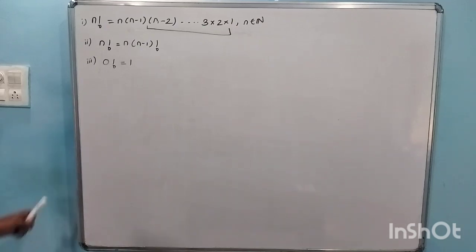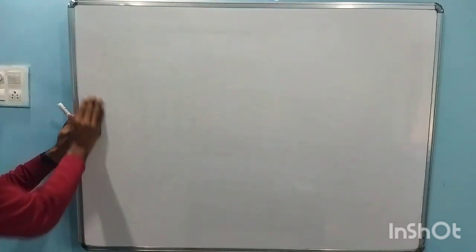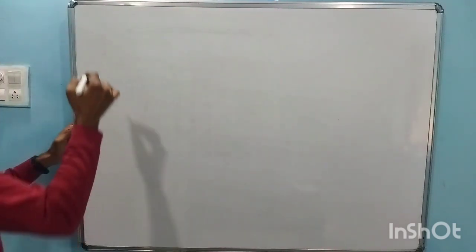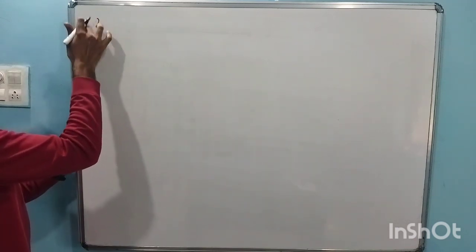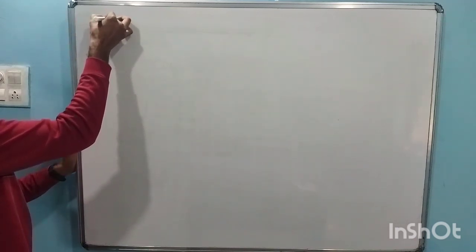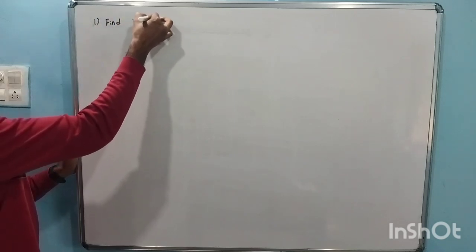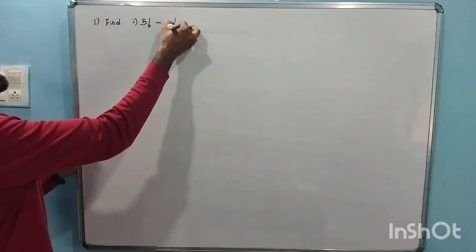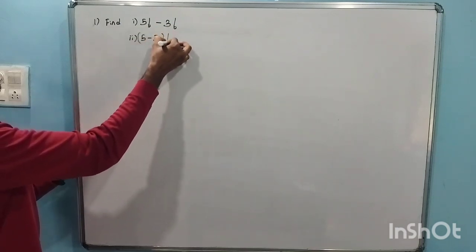Next, we'll solve problems based on this now. So a few simple problems, then we'll move on to the next. Okay, examples. First one, find 5 factorial minus 3 factorial. Second one, (5 minus 3) factorial.